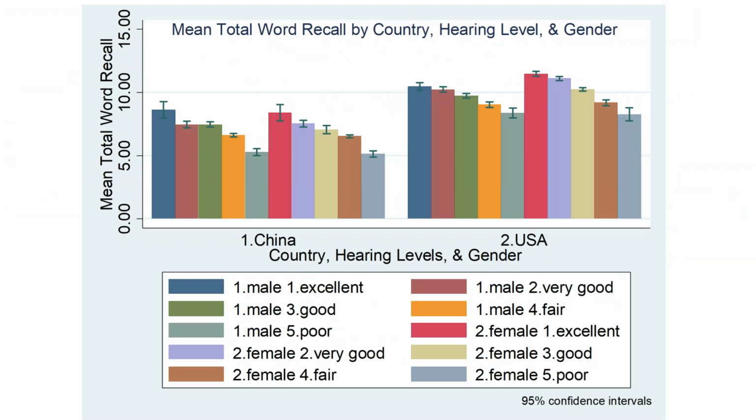In case you're interested, I provided a graph showing the mean word recall score over country and hearing level for both genders. You can see that, like China, the US also shows step-down progressions for decreases in hearing ability. But the US appears to have higher levels than China overall, and it looks like women tend to score higher in the US for better hearing levels, while there is little difference in China, or we even see men score better.